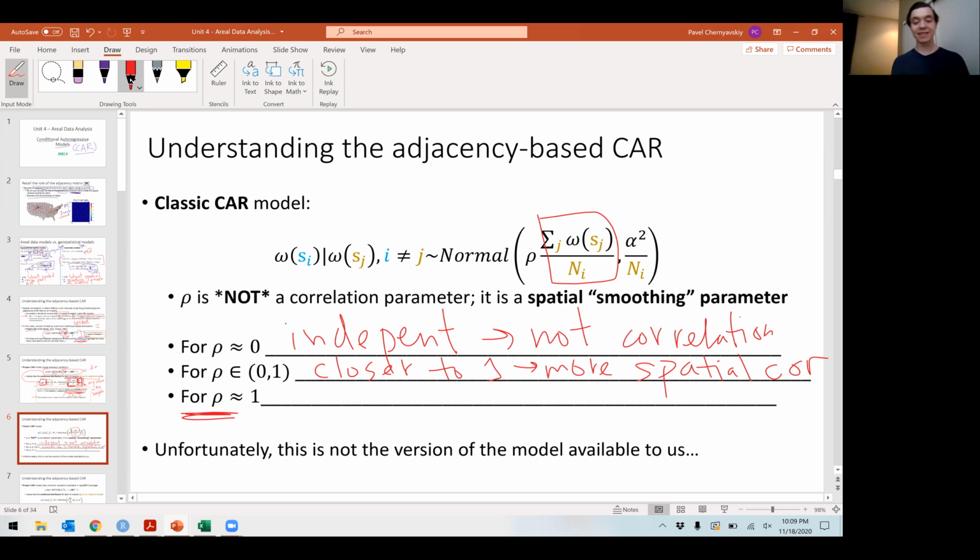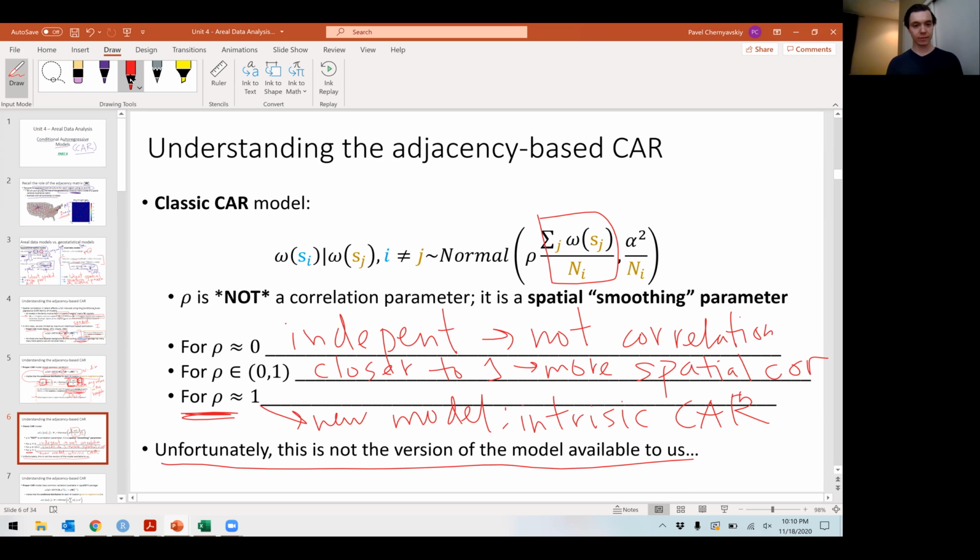And for a rho of exactly 1, that's actually a special case of this model. We actually get a new model that we won't be talking about this time, but you might see in the literature, called the intrinsic CAR. So unfortunately, this rho parameter is okay to interpret as long as you don't interpret it as an autocorrelation, correlation parameter. This is not the version of the model that is available to us. It's available in that Bayesian package, but it's not available to us in our frequentist package.